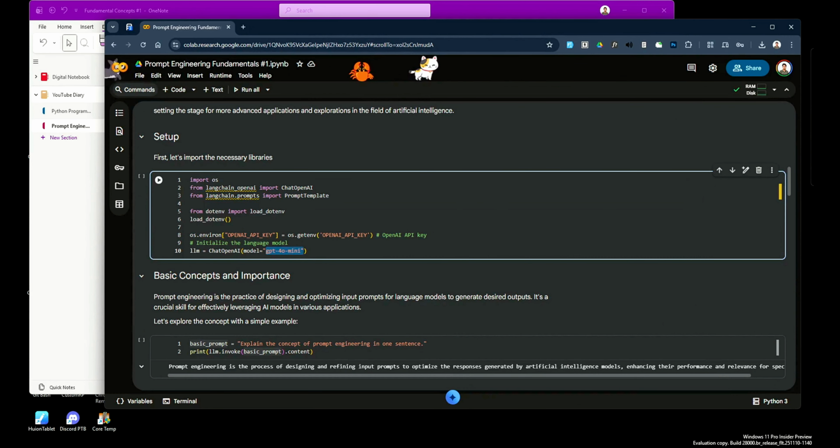Now in the basic prompt, what I asked for is: explain the concept of prompt engineering in a sentence. I'll copy it and open a notepad to show you how big a difference it made. For the basic prompt, what I get is this. Right. And what if I give him a structured prompt?